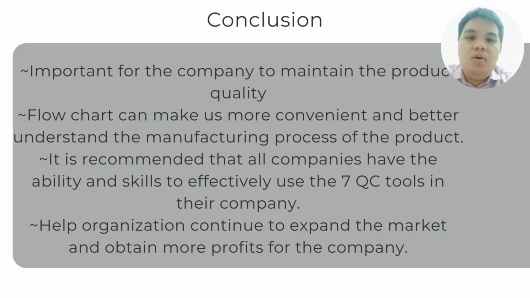So now, I will make the conclusion for my group presentation. It's important for the company to maintain the product quality. A flowchart can make us more convenient and better understand the manufacturing process of the product. It's also recommended that all companies have the ability and skills to effectively use the 7 QC tools in their company. These QC tools also help organizations continue to expand the market and obtain more profit for the company.